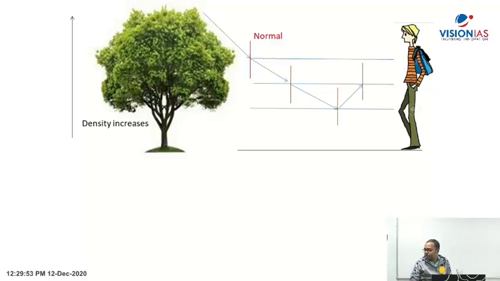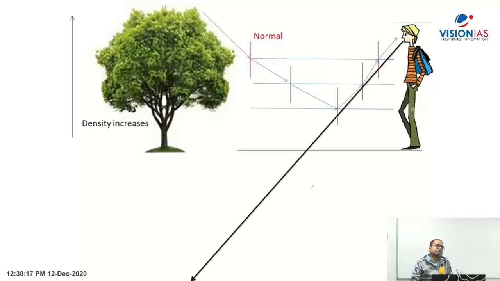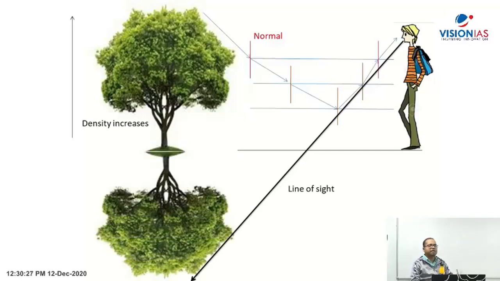So TIR is happening. Now see, it is going from rarer to denser, so speed is bound to decline, and it will move towards the normal. Just see the refraction that I have made you write. Again towards the normal. Now he will use line of sight. Light is coming from the downward direction, so he looks downward. That is your line of sight. If you want to see the pen, you look in that direction. If you want to see the moon, you look upward. So this is line of sight. Hence the tree appears to be inverted. This is your mirage.